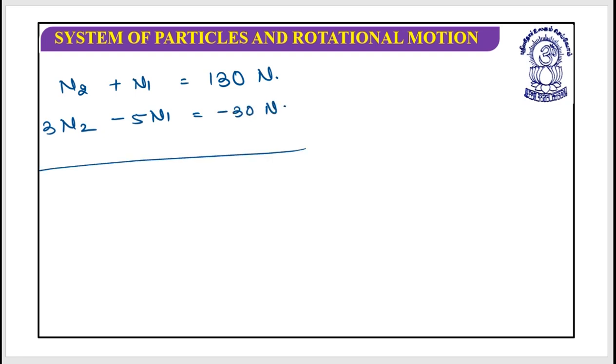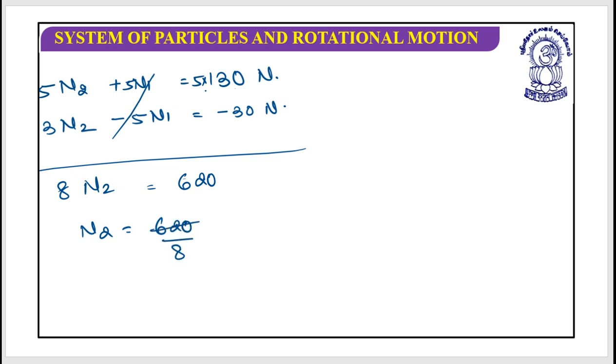So what we can do is multiply this. It's 5 N2 plus 5 N1 equals 130 into 5. So this could be cancelled out. 5 N2 plus 3 N2, it's 8 N2, which is equal to 130 multiplied by 5. It's 13 fives are 65, so 650 minus 30, which is 620. So this N2 would be equal to 620 by 8.